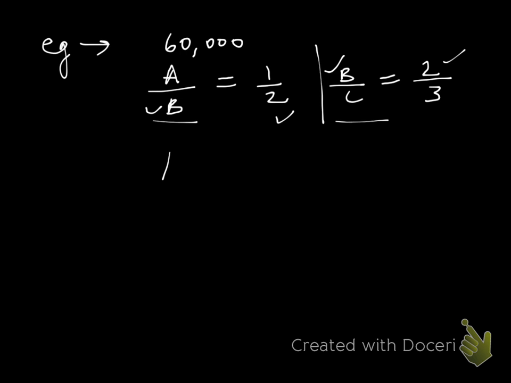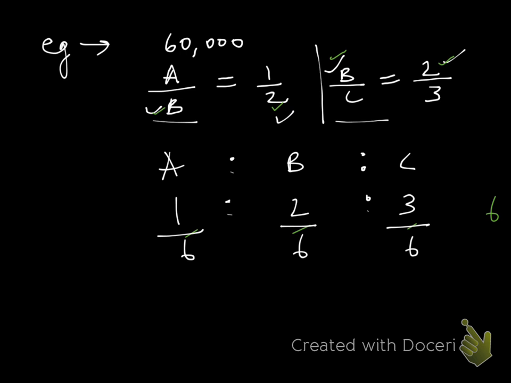So we can easily find the continuous ratio A is to B is to C, as we saw that the Bs are the same. So the continuous ratio would be 1 is to 2 is to 3, and we can find the shares as well. 1 plus 2 plus 3 is 6, so 1 by 6, 2 by 6, and 3 by 6. That's pretty much it.